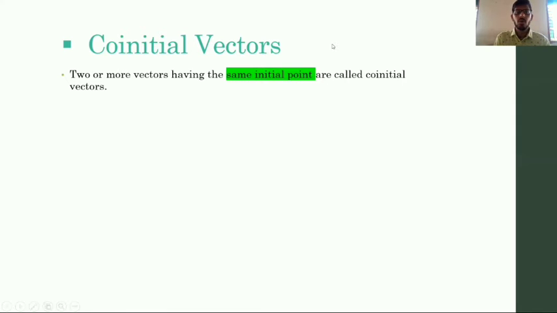Next, coinitial vectors. Two or more vectors having the same initial point are called coinitial vectors. Suppose this is the vector A, and we draw a second vector B whose initial point is the same, starting from here. So these are known as coinitial vectors because the two vectors A and B both have the same initial point. Is it clear?